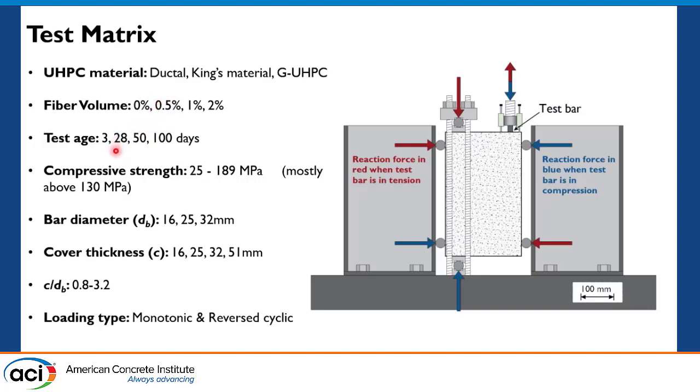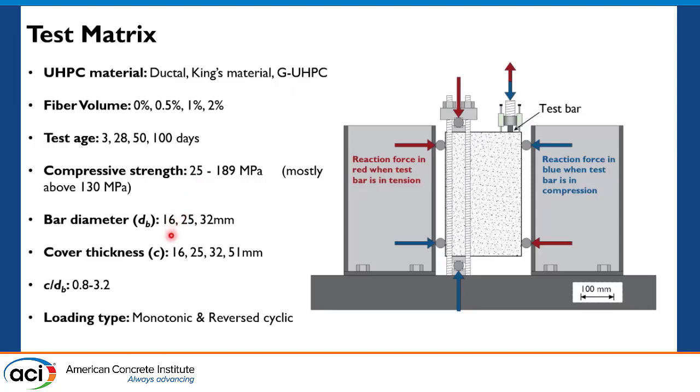For the test age, our major test age is at 28 or 50 days, while we also tried early test ages and later test ages. The 100 days was mainly due to the pandemic and our lab was shut down. It was an accident, not intentional. For the compressive strength, most of our UHPC tested were above 130 MPa and mostly between 170 and 190 MPa. For the 3 days green ultra high performance concrete, the compressive strength is a bit low because of the low cement content.